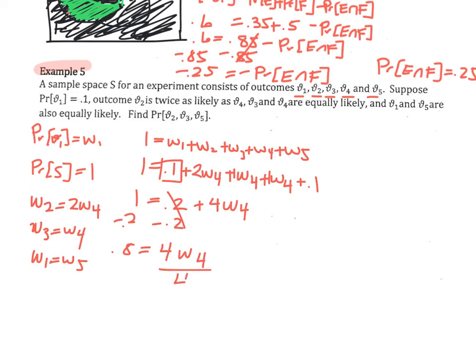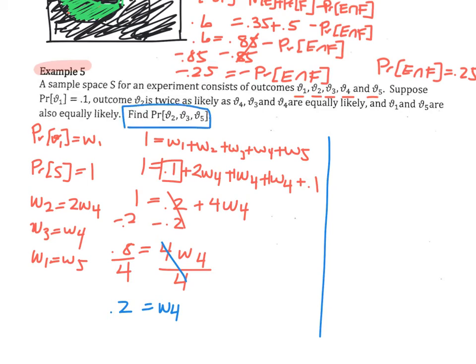And then divide by 4. And those will cancel. W4 ends up being 0.2. And remember my spiel whenever we work these types of problems: write the equation, solve the equation, and then answer the question, which has it written in kind of a cryptic way. It has these commas. What I want you to take that to mean is to add the probabilities they are listing there for you, which is W2, W3, and W5.